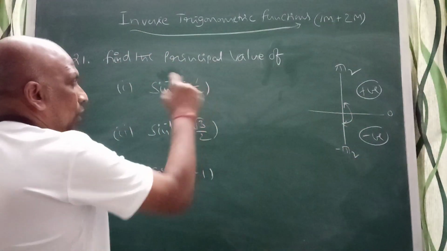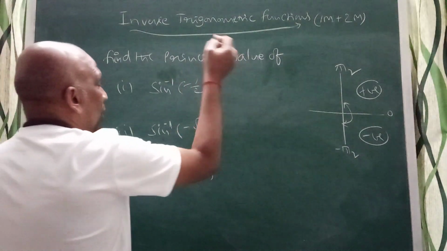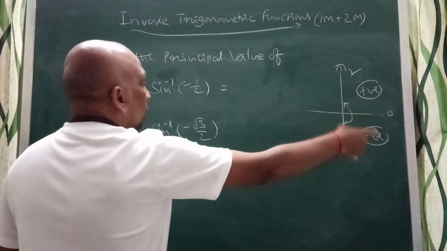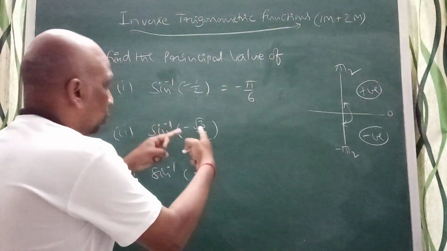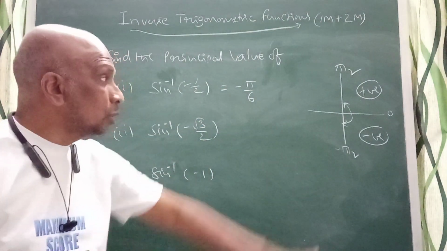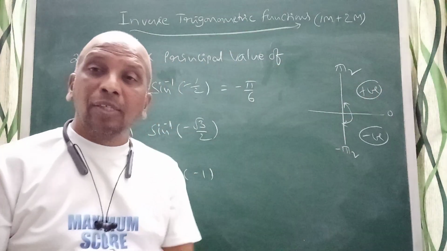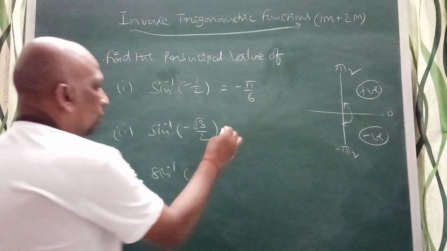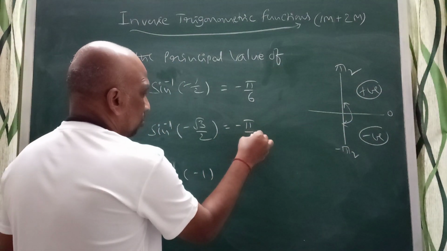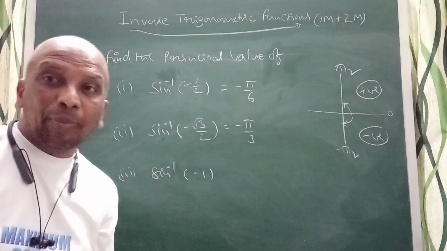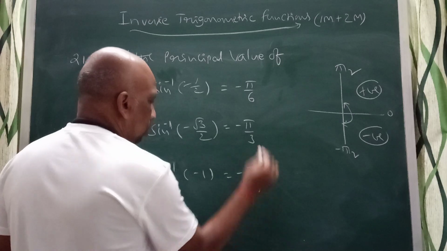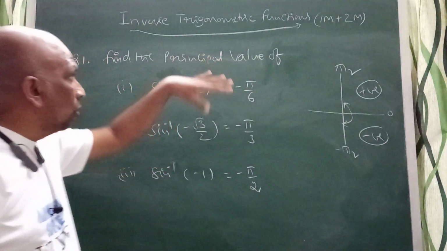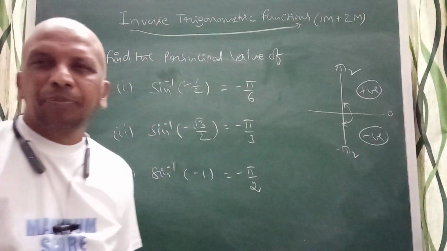So when you get minus 1 by 2, the principal value of this one will be minus pi by 6. Here root 3 by 2: when it is positive you will get pi by 3, sin 60. If it is negative, it will be minus pi by 3. When it is 1, pi by 2. When it is minus 1, your answer is minus pi by 2. These are the principal values of these three functions.